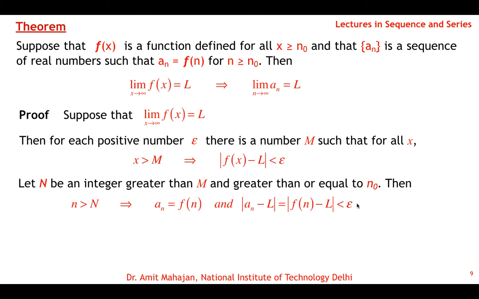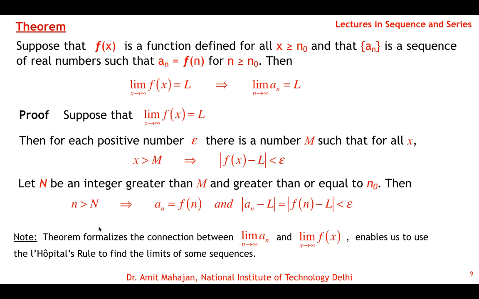So this is less than epsilon, and this proves the definition of convergence of a sequence: n greater than N implies modulus of a_n minus L less than epsilon. So that means the limit as n tends to infinity of a_n is L. Now this theorem formalizes the connection between the limit of sequences and the limit of functions.